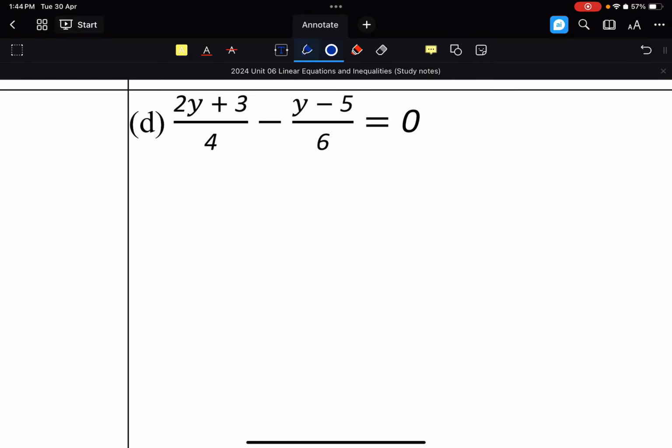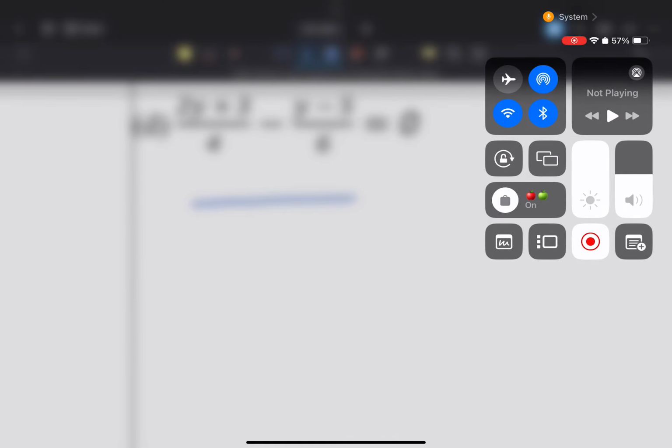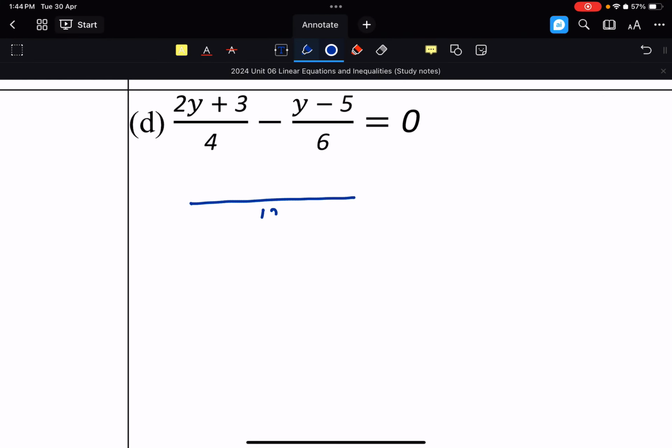Part D. So here's a new scenario. This time round, the denominator is not the same. But we are trying to subtract them. So what we should do is make the denominator common. So in this case, okay, can I make the screen brighter? It's the brightest already. All right, 12.